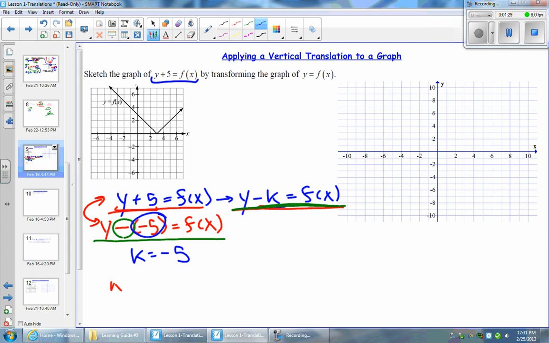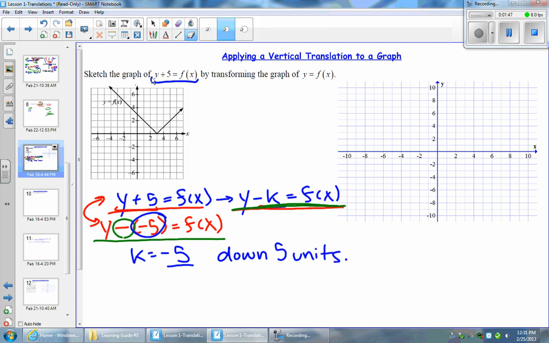So what does that mean with respect to the graph here? Well, it means that we're going to be moving down, because it's negative. We're going to be moving down 5 units. So that was the first way you can identify the transformation here.